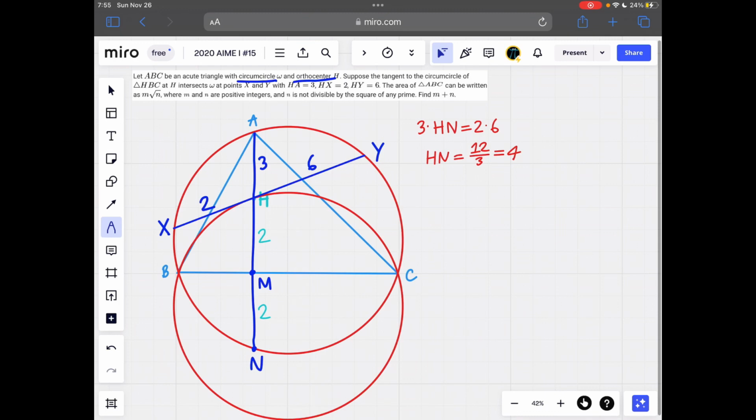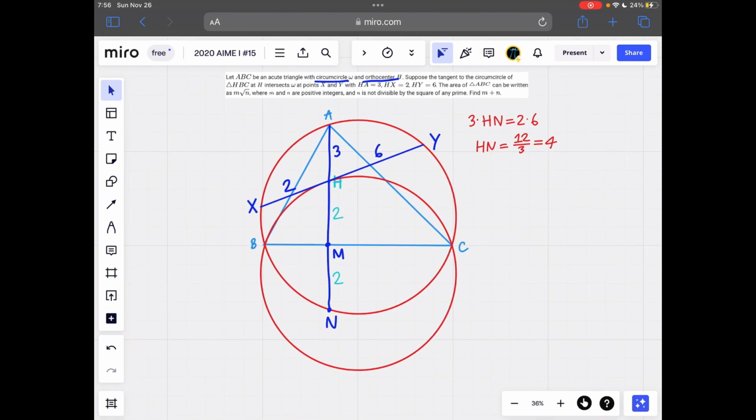Now we have to work with the tangents. We know that the circumcircle of triangle HBC is nothing but the circumcircle of triangle ABC reflected over BC. So if we take the tangent at point H, then the tangent to the circumcircle of ABC at point N, which is H reflected over BC, is nothing but the reflection of XY over BC. So they're both going to intersect BC at the same point. Let's call that point T. There we go, that's point T.